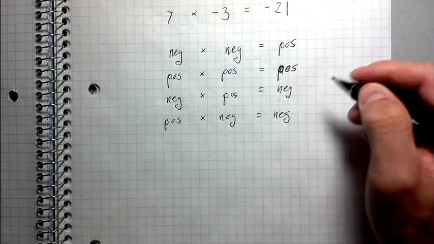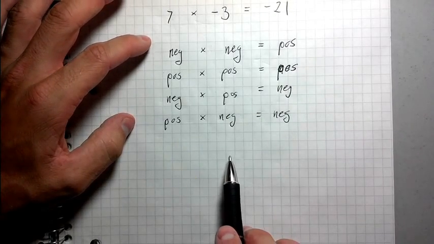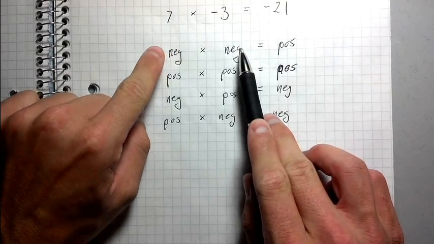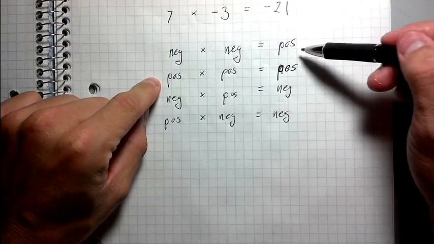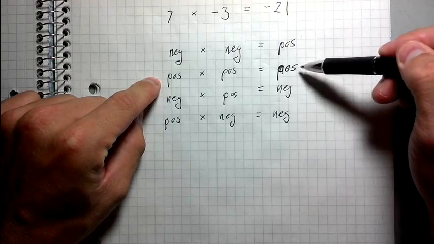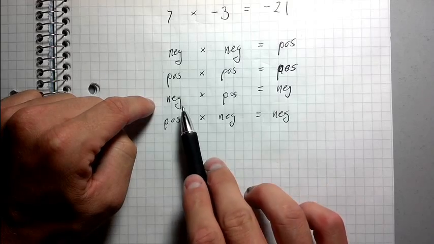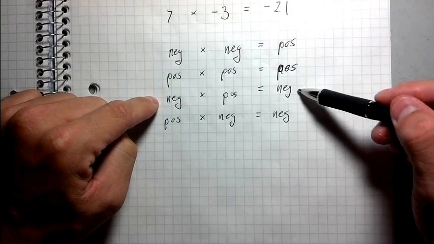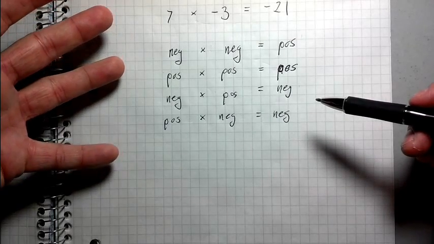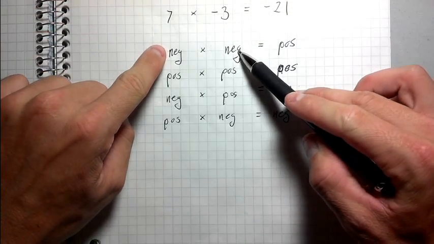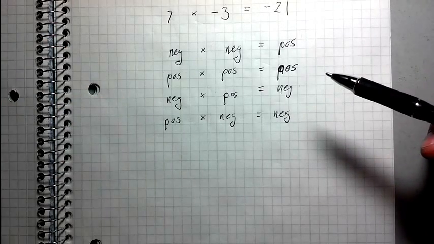So look at this set of rules for a second. Notice something. If the two things are the same, meaning they're both negative or both positive, the result is always positive. If the two things are different, meaning one's one and the other is the other, the answer is always negative. So however you want to think of it, whether you just want to memorize it straight up, or think of it as same sign being positive and different sign being negative, whatever works for you, it's the same.